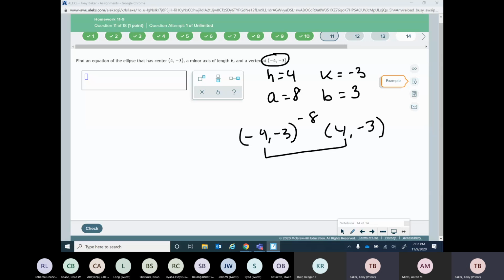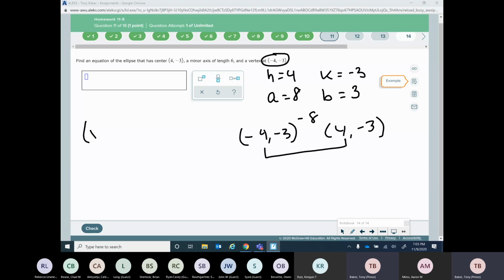Now, if they had given me my major axis, they would have had to give me one of my co-vertices to be able to find my B. So they're always going to give you either the minor axis and a vertex, or a major axis and a co-vertex to be able to find out the A and the B. And you basically are going to do that same thing. You're just going to find the distance from the center to that point. Now that I know my H, my K, my A, and my B, I can write my equation.